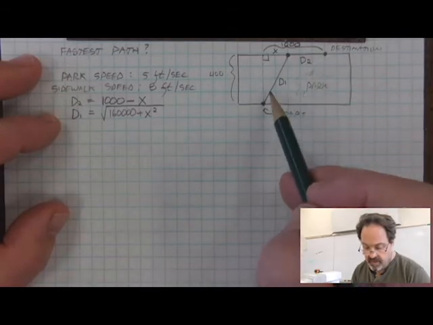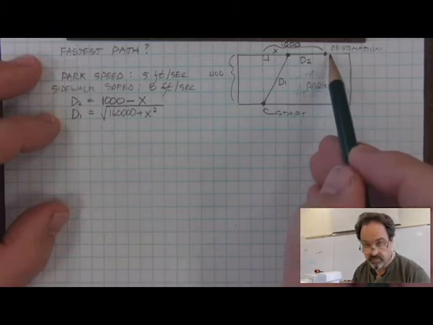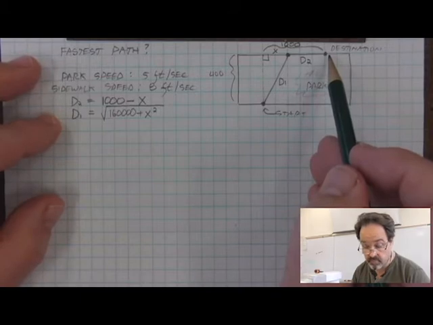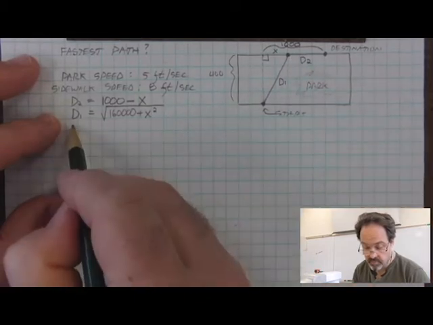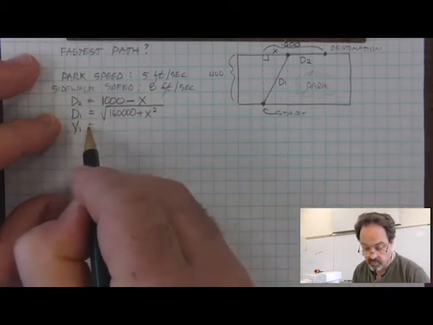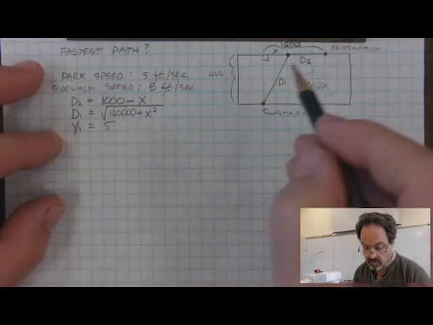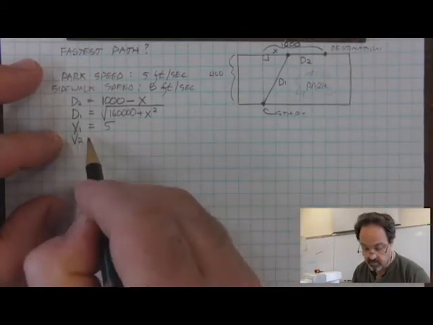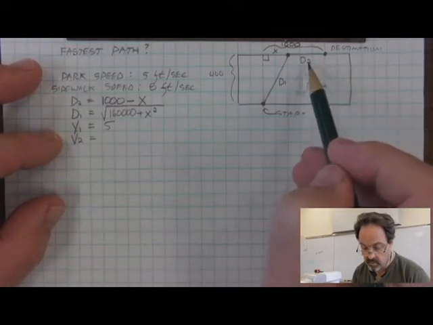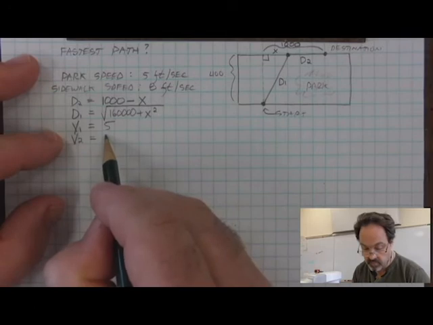But the fastest path is not going to be the sum of these two distances. We need to consider now our speeds and give them variables. The velocity along the path d1 we could call v sub 1, and that's the park speed of 5. The velocity once we get to the sidewalk, we could say is v sub 2, the velocity that will go on the distance d sub 2. And we know that to be the sidewalk speed of 8.